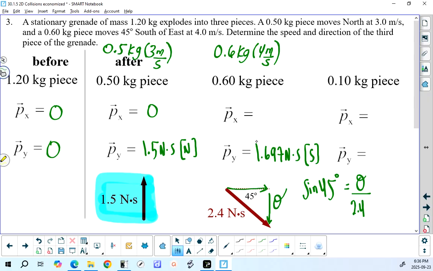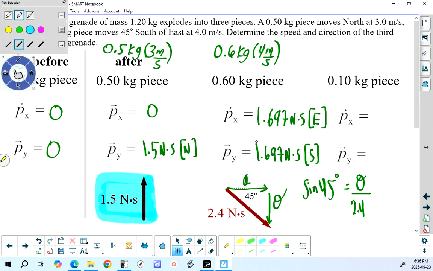Contrary to how poorly I drew that 45-degree angle, at 45 degrees, both legs of that triangle are equal. So if you do the same thing with cosine to find the adjacent side, what you will discover is you also get 1.697 newton seconds, but this is east. And of course, we don't know what this is and what this is.